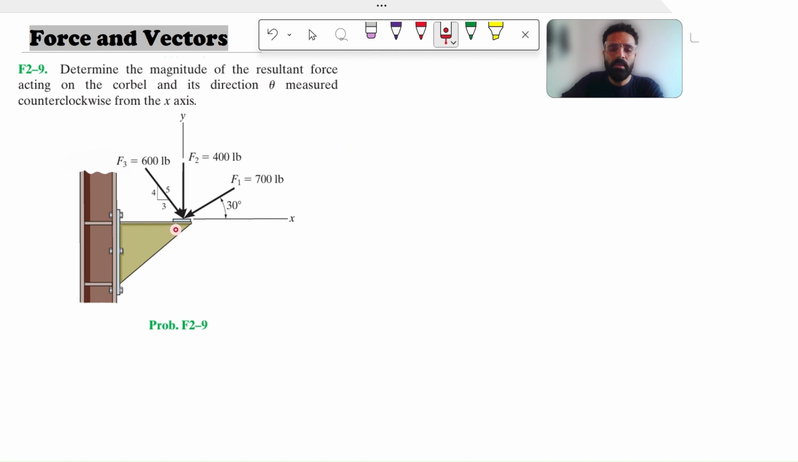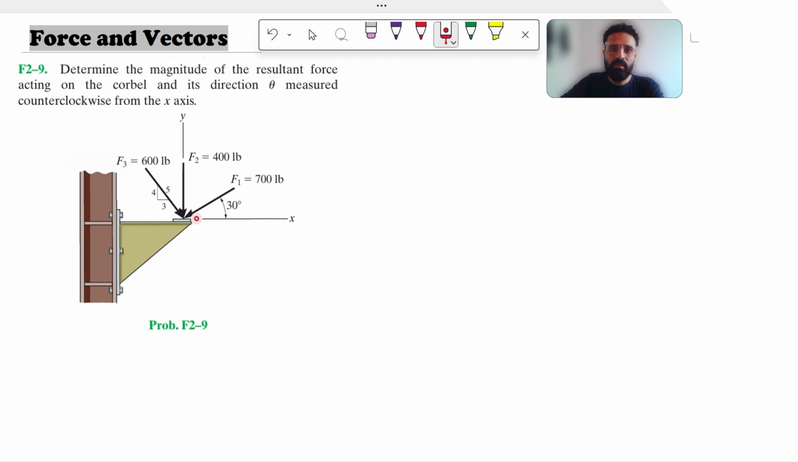I'm assuming that our resultant force is acting here, so I need to find this angle. So if this is the resultant force, I need to find this angle. This angle will be termed as theta, which is measured counterclockwise, meaning anti-clockwise in this pattern. So we need to determine two things in this video.